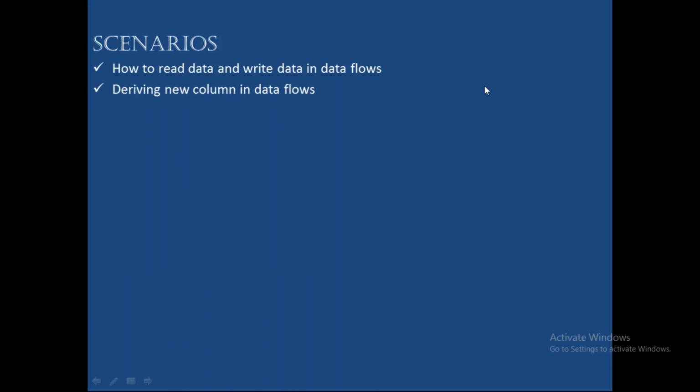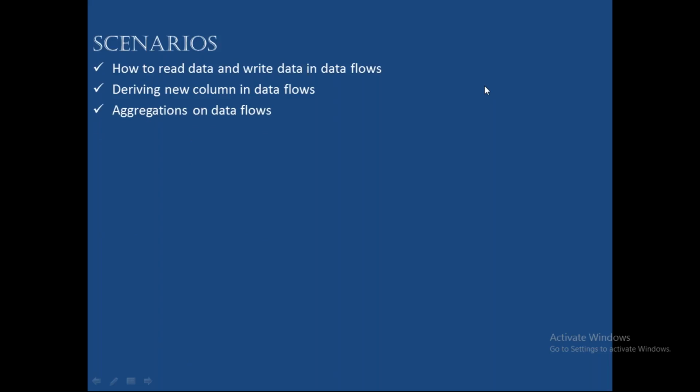We are going to talk about deriving a new column in data flows. How you can add the new column. For a new column, you need to populate the data. How are you going to populate the data for the new column? We are going to put some kind of condition, and based on that, we are going to add the new column. So we will see how you can do that.